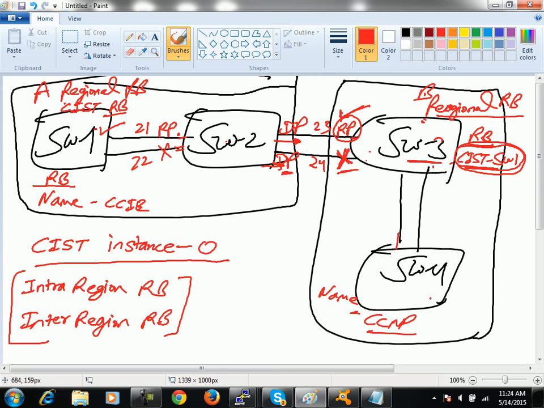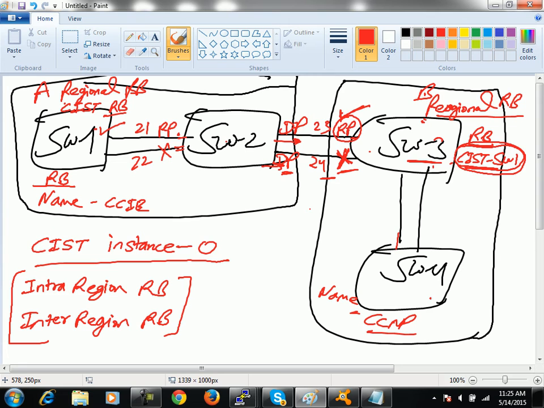You cannot manipulate its RP election for a single instance. If you want to configure 24 as a RP, then you have to configure it as RP for instance 0. But if you configure it as RP for instance 0, then it will become RP for all other instances as well, automatically. And you cannot manipulate it. You cannot modify it. And do you know why it is happening? It is happening to prevent your switched network from bridging loops. If this rule is not followed by this switch 3, then definitely there can be a bridging loop.